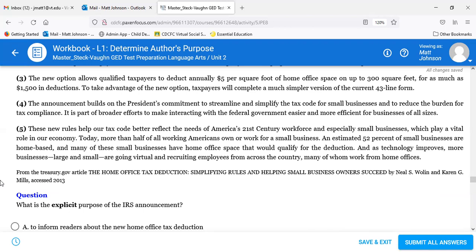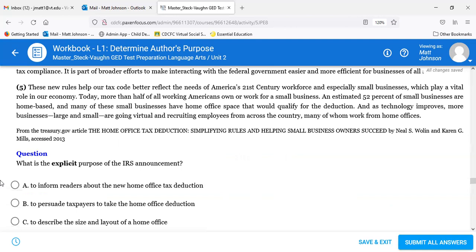And as technology improves, more businesses, large and small, are going virtual and recruiting employees from across the country, many of whom work from home offices. From the Treasury.gov article, the Home Office Tax Deduction, Simplifying Rules and Helping Small Business Owners Succeed, by Neil Wolin and Karen G. Mills, 2013. Great. We'll go ahead and read the question for number 11.